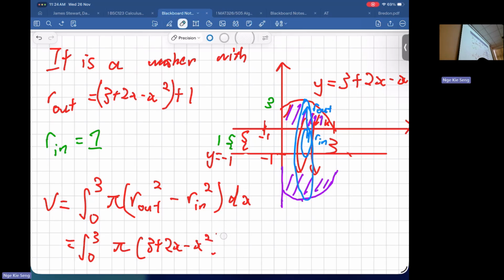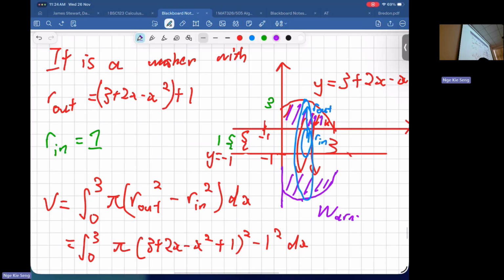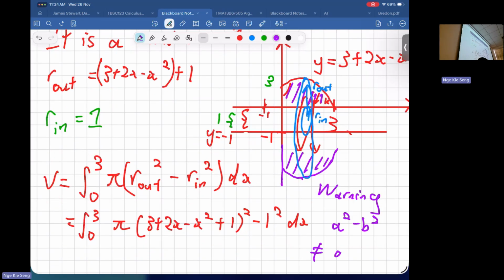Maybe I should write you an equation here. What I want to warn you is: a squared minus b squared is not equal to (a minus b) squared. So please don't take the difference first and then square this difference. There's an extra term here. Not just an extra term, it's different, because it's a squared minus 2ab plus b squared. Yes, it's different.